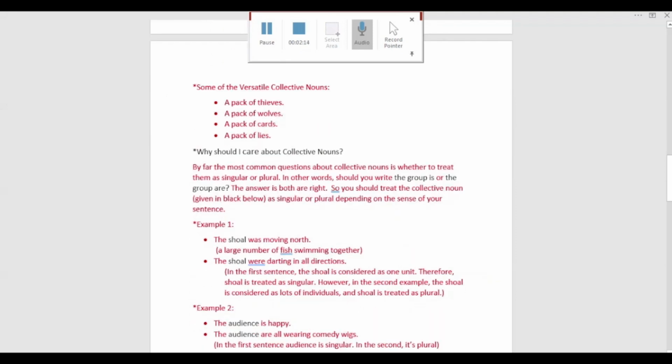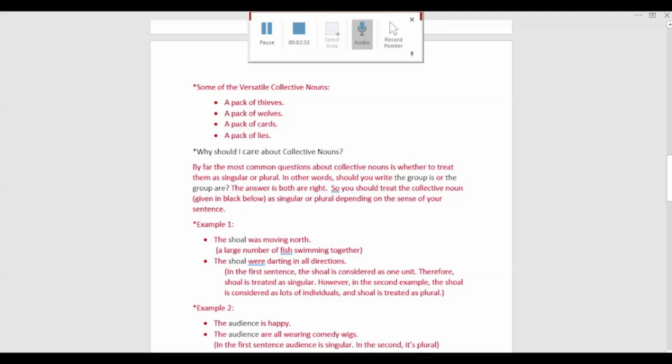Then come versatile collective nouns: a pack of thieves, a pack of wolves, a pack of cards, a pack of lies. Now the next question arises: why should I care about collective nouns? Why should I bother about collective nouns when I am talking? By far, the most common question about collective nouns is whether to treat them as singular or plural.